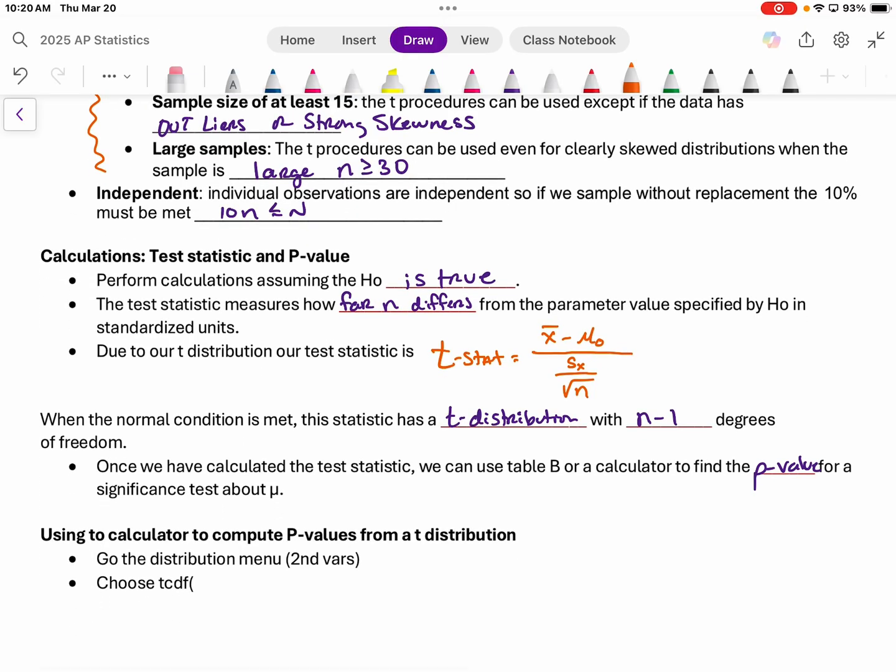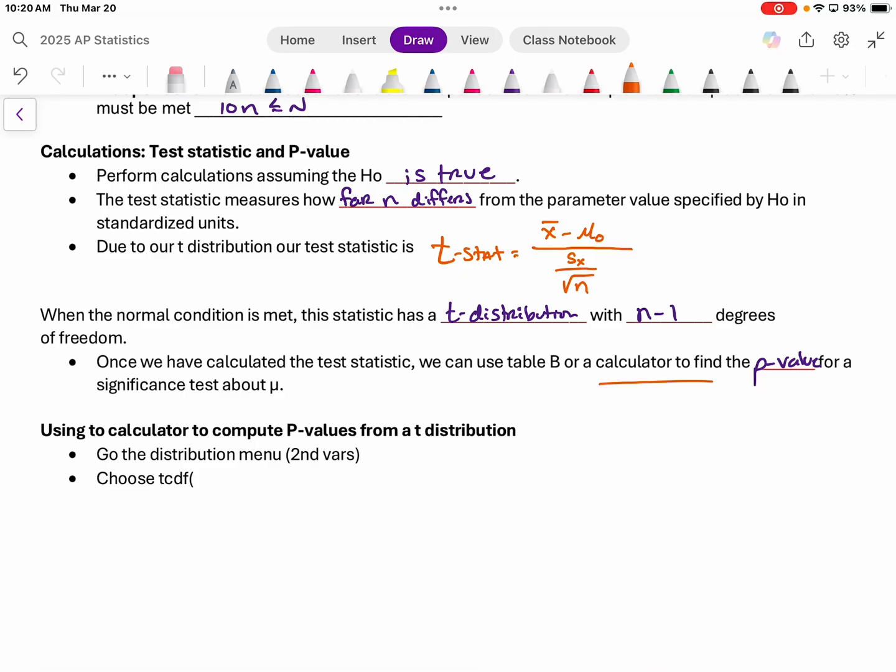So once we have calculated our test statistic, we can use table B to find our p-value, or we can use the calculator. Using the calculator to compute the p-value, we have two options again, using a t distribution, which is this tCDF. You have to type in a lower bound, an upper bound, and the degrees of freedom, and that's all you have to type in. So if you choose to do it by hand, get my t statistic, then do a tCDF to figure out the p-value, the probability of this thing occurring, then I can compare it to the alpha.